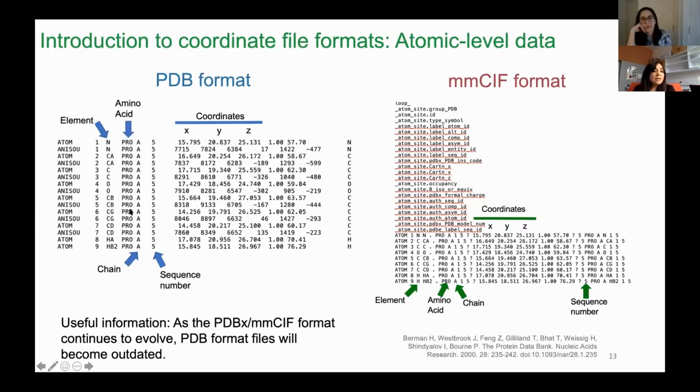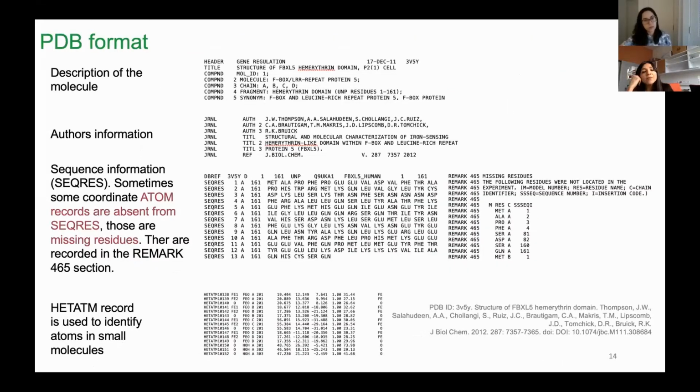And you can see the amino acids. You can see the elements of which it is composed, like this alpha carbon, and the coordinates in the Cartesian plane. You also have the chain and the sequence number. These two formats are very similar, but it's very important to say that the CIF format can store more data than the PDB format. And in the future, the PDB format will be outdated and only the CIF will be maintained.